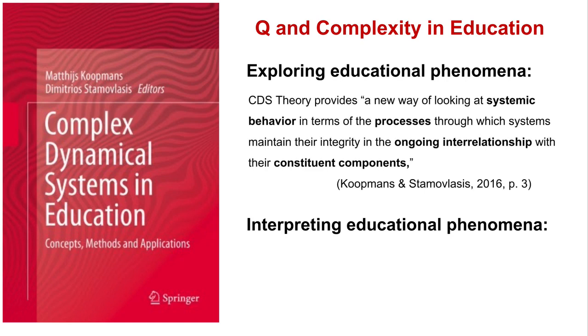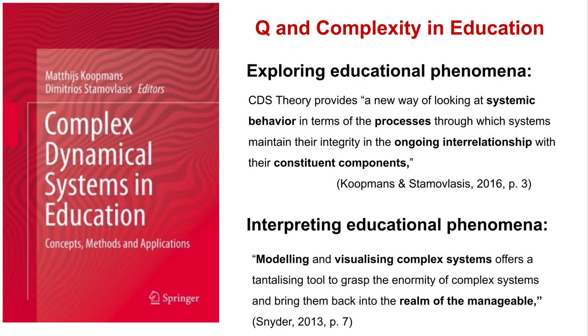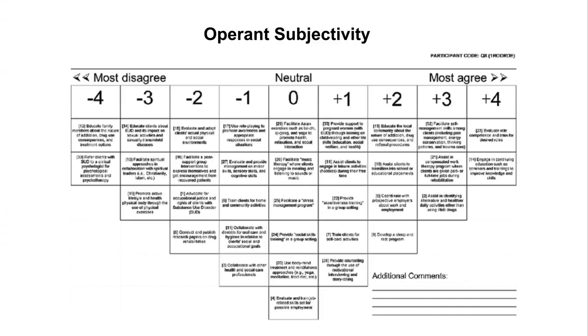CDS theory helps us think about systemic behavior in new ways in terms of looking for structures and processes that comprise those interrelationships. And in terms of interpreting, CDS is really desirous of models and visualizations of complex and multidimensional systems. Those are the things that Q does well with its assumption on operant subjectivity as being a complex phenomenon at the heart of all human activity.